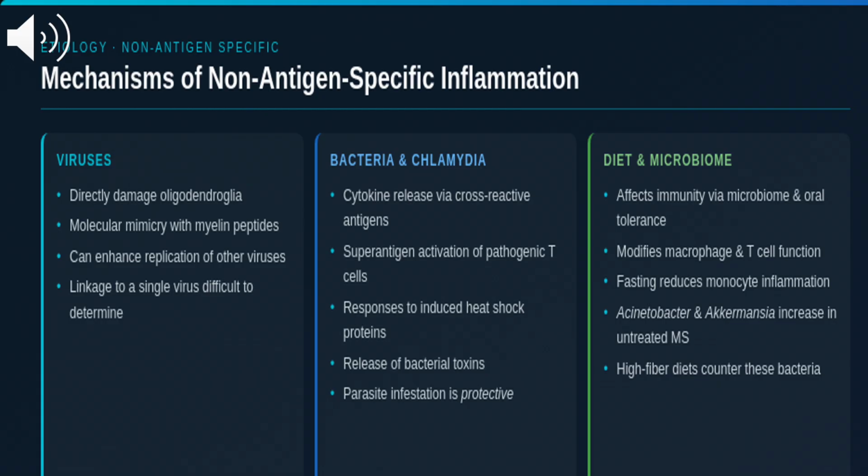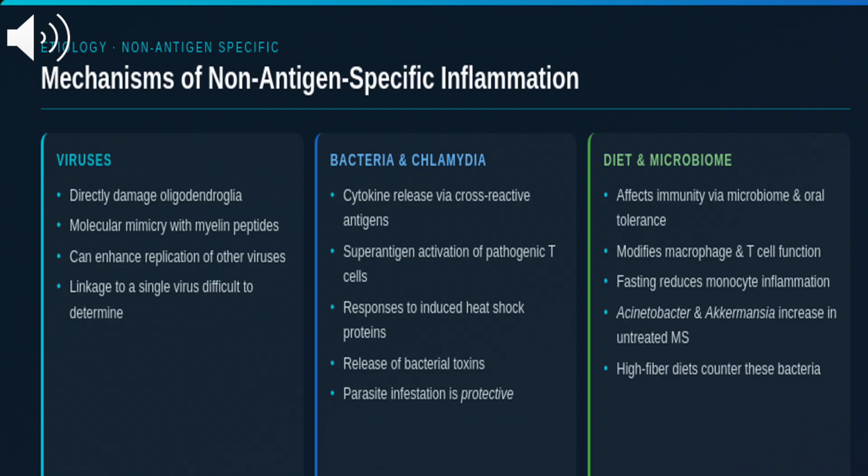Viruses operate through at least two mechanisms beyond molecular mimicry. They can directly damage oligodendroglia, the myelin-producing cells, causing primary oligodendroglial dysfunction independent of adaptive immune responses. They also have the remarkable ability to enhance the replication of other viruses, making it very difficult to attribute MS to any single viral agent. When we look for the MS virus, we may be looking for the wrong thing entirely. Bacteria and chlamydia in posterior nasal sinuses and submucosa can trigger a cascade: cytokine release, superantigen activation of pathogenic T cells, heat shock protein responses, and direct toxin release.